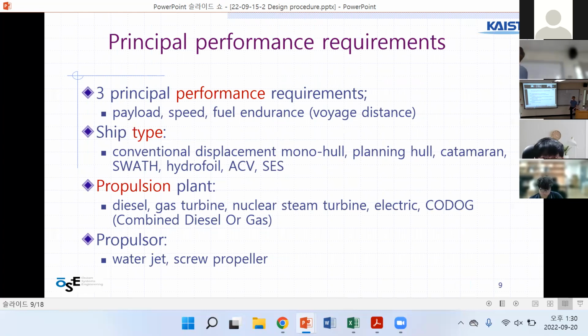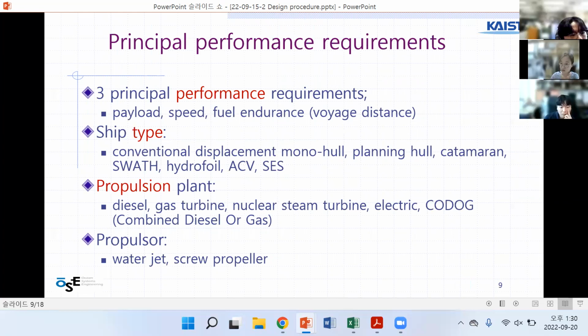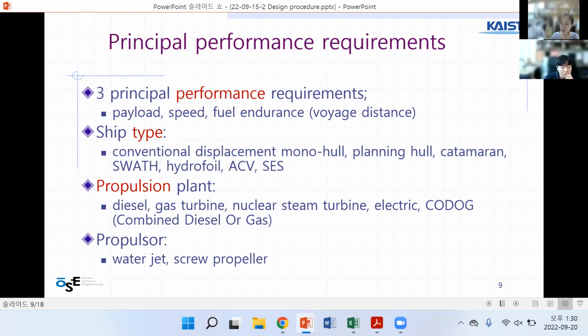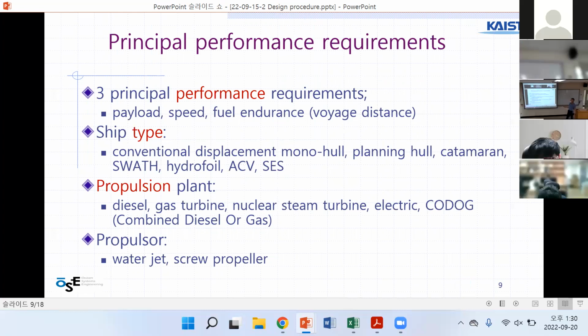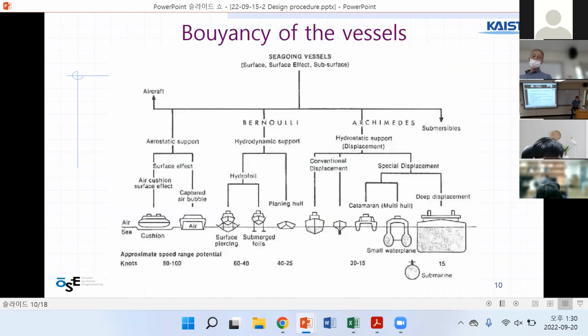Performance requirements. The three main ones are cargo, speed, and endurance. These are the three main performance requirements coming from the owner. Ship type: conventional displacement type, monohull, planing hull, catamaran, SWATH, hydrofoil, air cushion vehicle. Size, propulsion: diesel engine, gas turbine, nuclear steam turbine, electric, combined diesel or gas, and propeller: water jet, screw propeller. There are many choices.